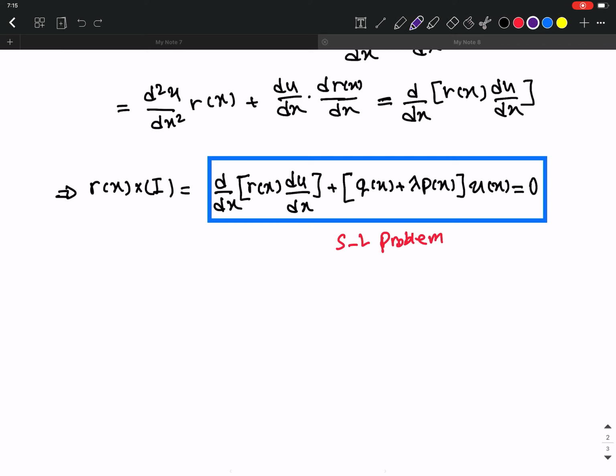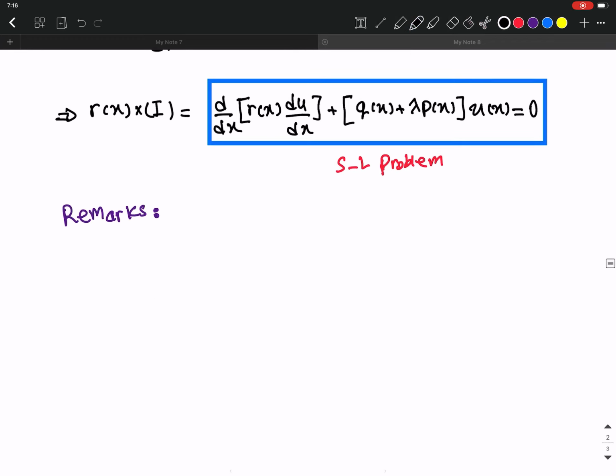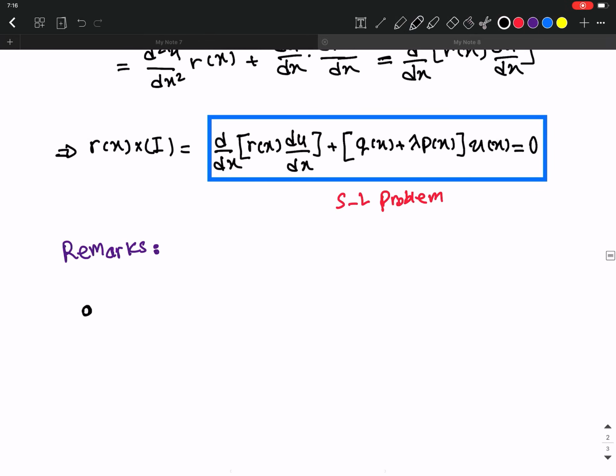Remarks. The first remark is that r, q, and p that appear in the SL problem are all functions of x. They are all functions of x, not any other variable.